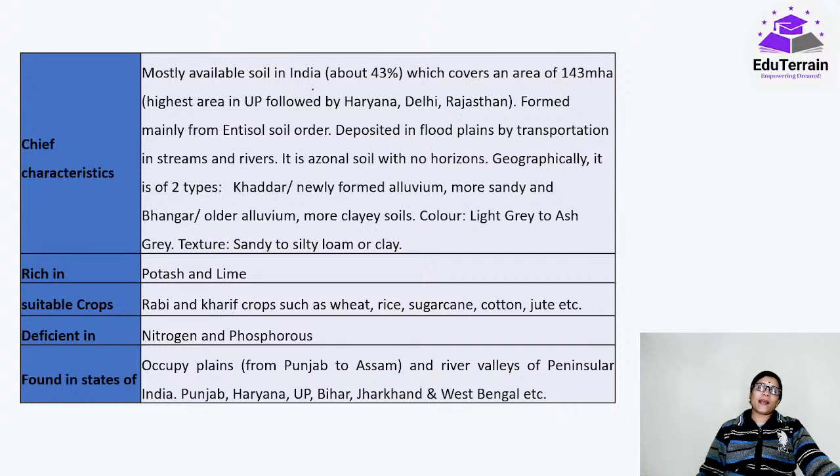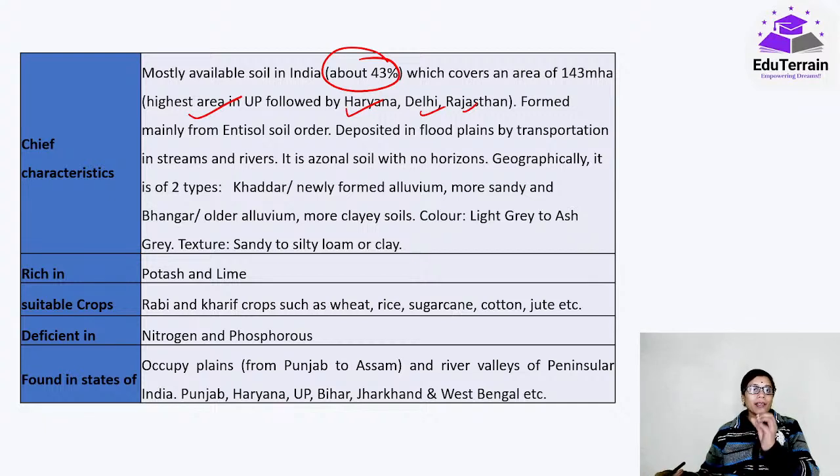There are no zones in that, and about 43% of India is covered with this, especially northern plains like Haryana, Delhi, Rajasthan, UP. And alluvial soils, wherever there are deltas, like the Krishna delta, Godavari delta, there you will find, because of the continuous movement of the water, that is river water, it keeps on depositing the soils in these deltas, because of which there also you can find, but less. Northern plains have the most, formed mainly from the antisol soil order.